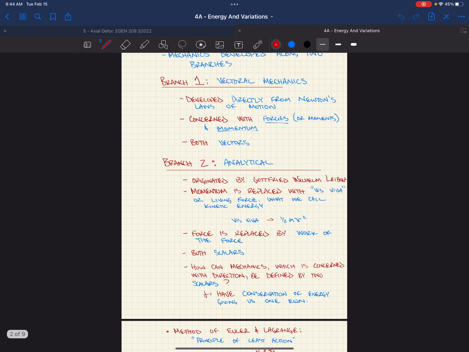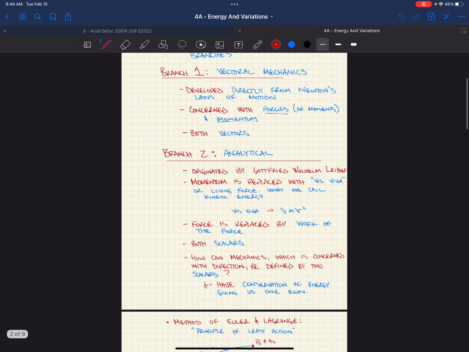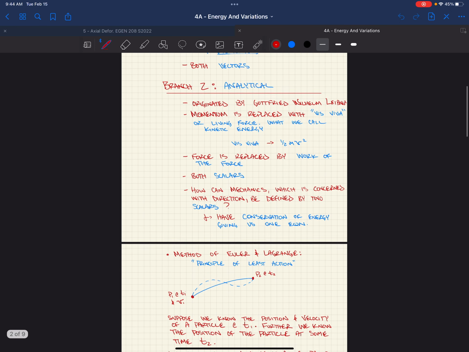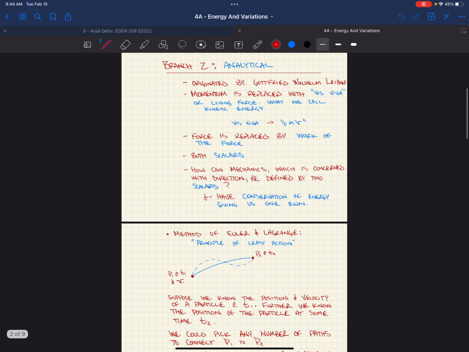And then there's this analytical mechanics branch, which was essentially developed by Gottfried Leibniz, who really came up with, instead of having vectors, right, forces, momentum, he replaced it with two scalars. So we have the work of the force and then our living force, right? The vis viva, which is our kinetic energy, that he devised as a method of quantifying this branch of mechanics.